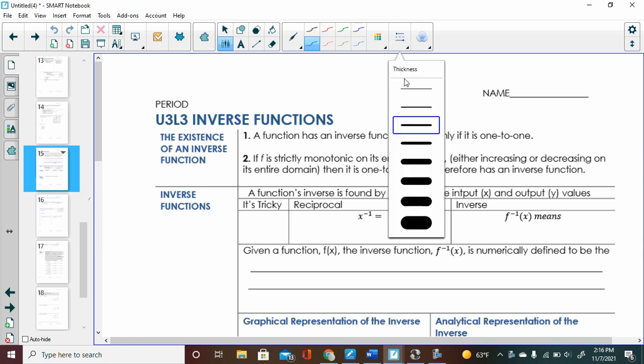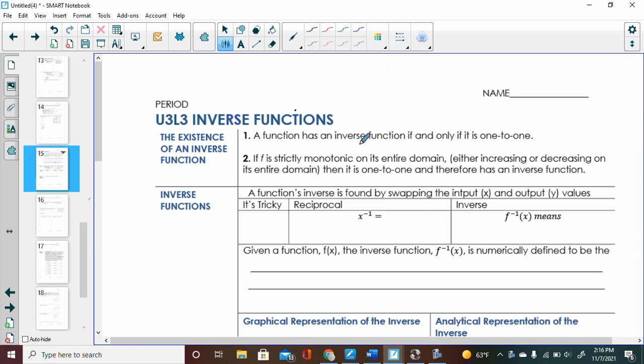A function has an inverse if and only if it is one-to-one. So this is the existence of an inverse function theorem. This is actually a theorem. I don't know why we don't stress theorems anymore in calculus. And then number 2, if it's strictly monotonic on its entire domain, it means it's either increasing or decreasing on the entire domain, then it's one-to-one and therefore has an inverse function.